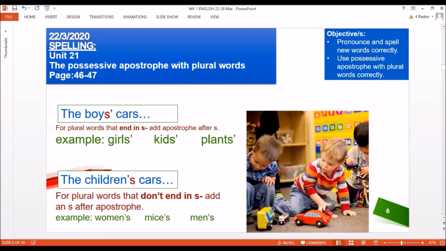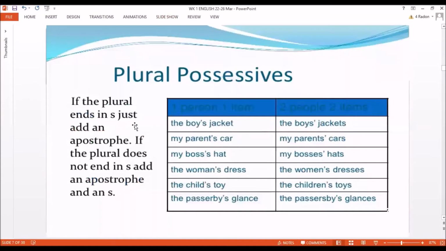Again, this is our rule. If the plural ends in S, just add an apostrophe. If the plural does not end in S, add an apostrophe and an S. Examples. The boys' jackets. Boys. It ends with S, so simply add apostrophe.